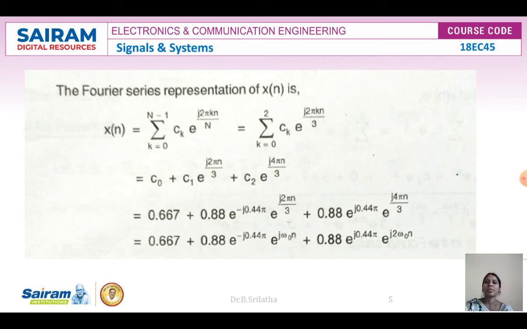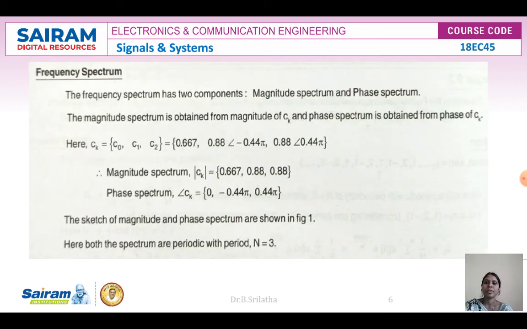Now we got x of n. From this I am going to draw the Fourier spectrum. The Fourier spectrum has two components, the magnitude spectrum and the phase spectrum. To draw the Fourier spectrum, we need to draw both. First we will see how to draw the magnitude spectrum. The magnitude spectrum is obtained from the magnitude of c_k and the phase spectrum is obtained from the phase of c_k.